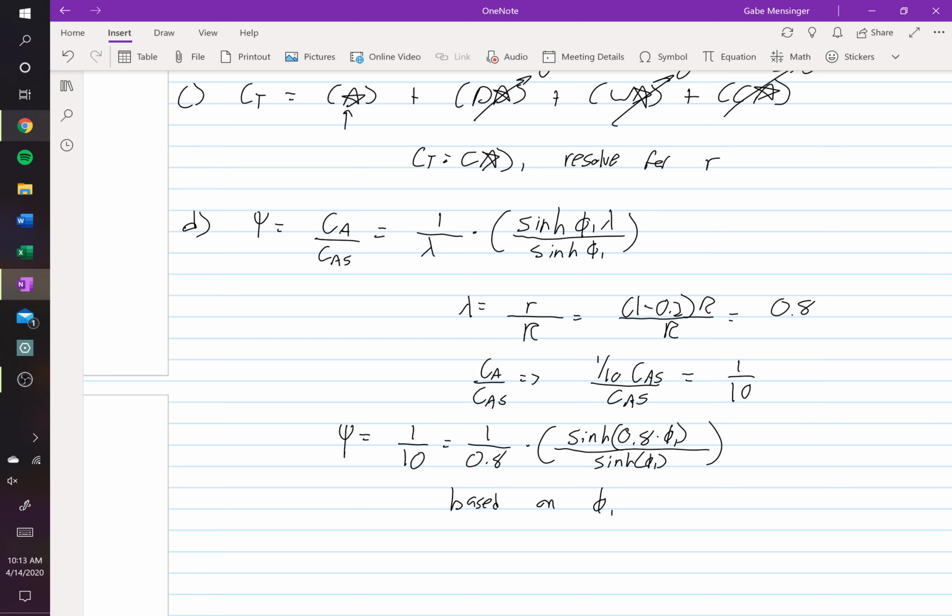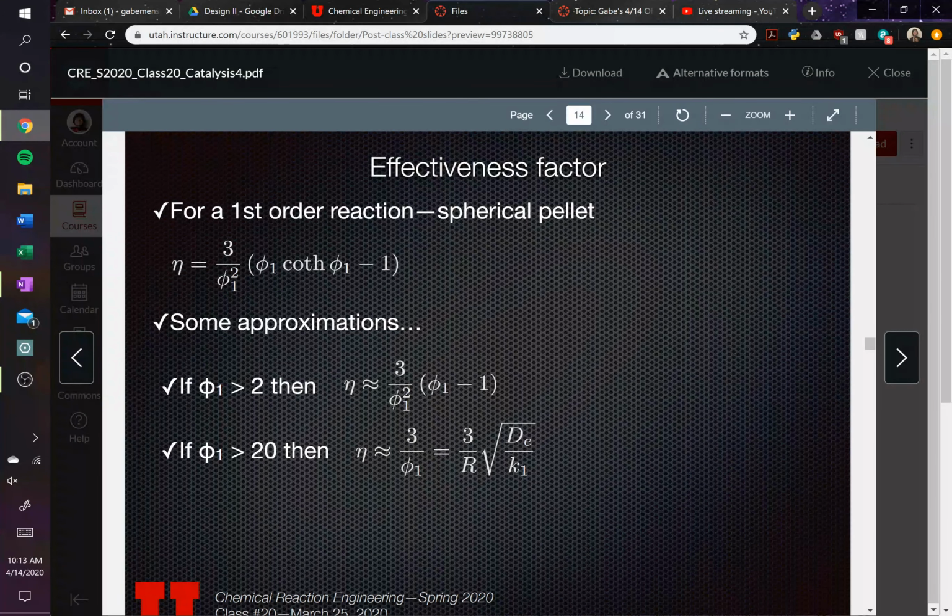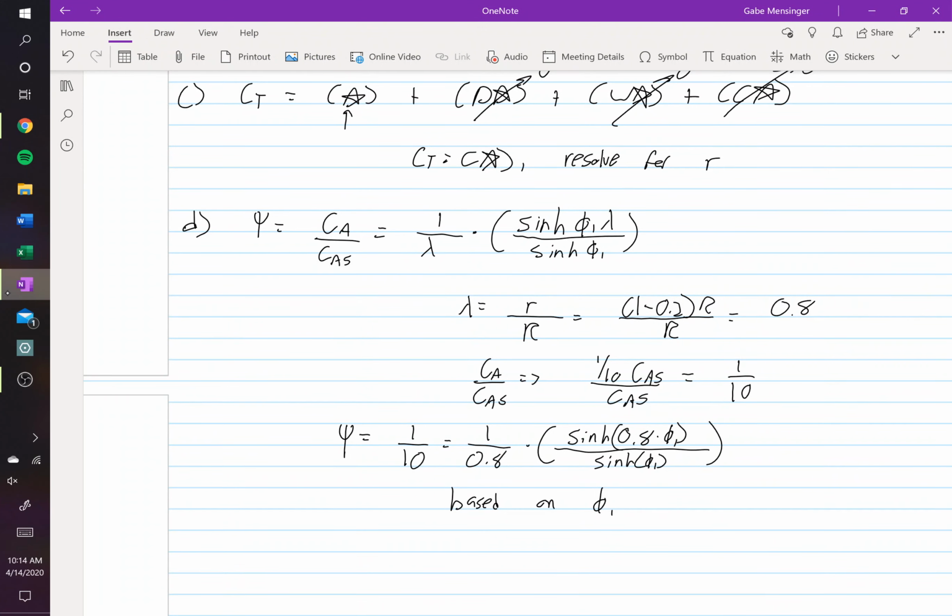Based on what you get, you will use one of these equations here, particularly these last two down here, to find the internal effectiveness factor. So if your Thiele modulus is, say, 30, you could use this last one down here, where your internal effectiveness factor is just 3 over the Thiele modulus. If it's somewhere between 2 and 20, you'll want to use that first one, that 3 over Thiele modulus squared times Thiele modulus coth minus 1. So whatever you get will tell you what equation you want to use for the internal effectiveness factor.